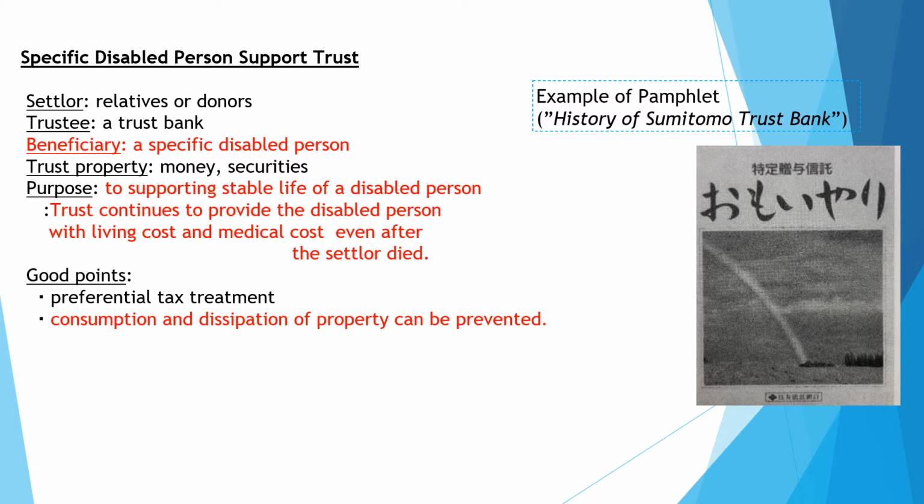This is an example of a pamphlet of a specific disabled person support trust. For the purpose of supporting the stable life of a person with certain types of severe disabilities, including mental disabilities, a settlor, typically relatives or donors, entrusts money or securities to a trust bank and designates such a disabled person as a beneficiary. The trust continues to provide the beneficiary, or a disabled person, with living costs and medical costs regularly for a long period of time, even after the settlor has died. Compared to gifts, this trust system has many good points in addition to preferential tax treatment. For example, the consumption and dissipation of property can be prevented.